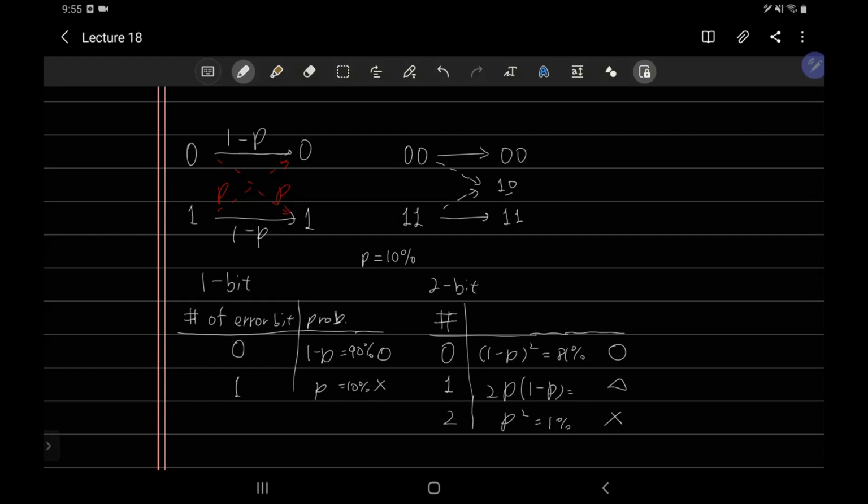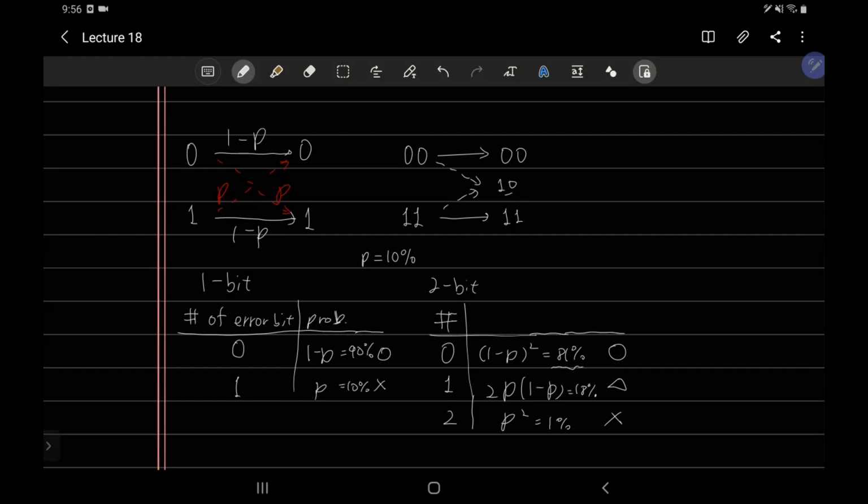Then what about this probability? If you plug in 0.1 to the p, then it is 0.1, and this is 0.9, so it is 0.09, and then multiply by 2. So it is 18%. If you look at this number only, then you might say that the probability that the information will be correctly received is actually less than the 1-bit case. So you might consider that the 2-bit transmission is worse than the 1-bit case.